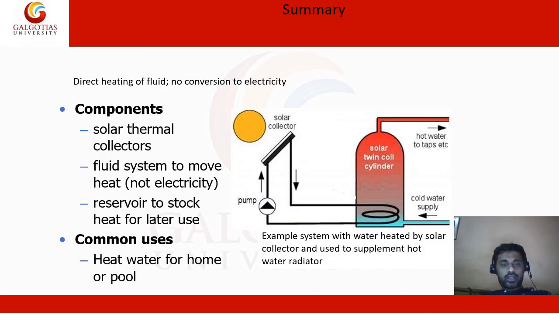Direct heating of fluid, with no conversion to electricity. The components include solar thermal collectors, a fluid system to move the heat, and a reservoir to store heat for later use. Some applications of this type of system are to heat water for a home or pool. For example, a system with water heated by a solar collector and used to supplement a hot water radiator.